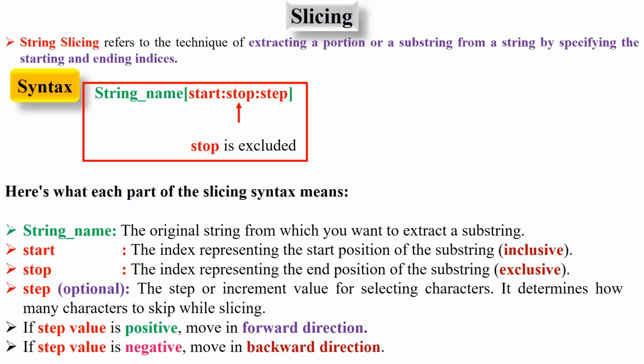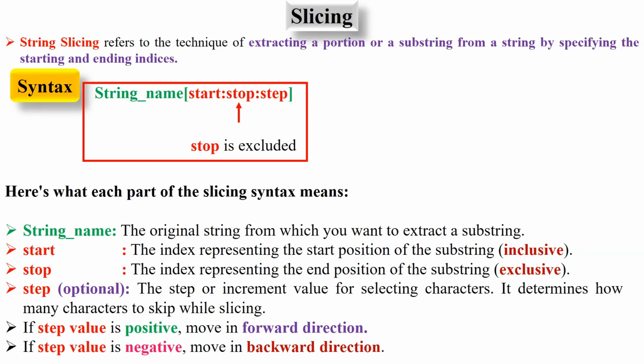A chunk of characters can be extracted from a string using the slice operator with two indices in square brackets separated by a colon. The basic syntax for string slicing in Python is string_name open square bracket, start colon stop colon step, close square bracket. Here, stop is excluded.